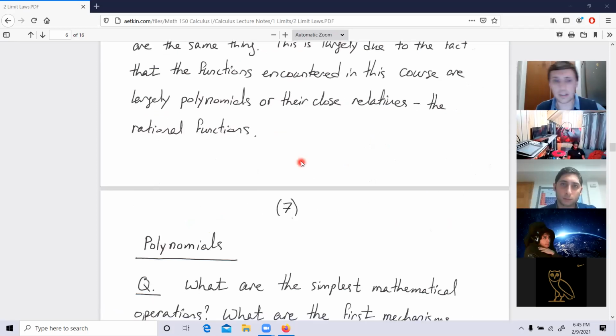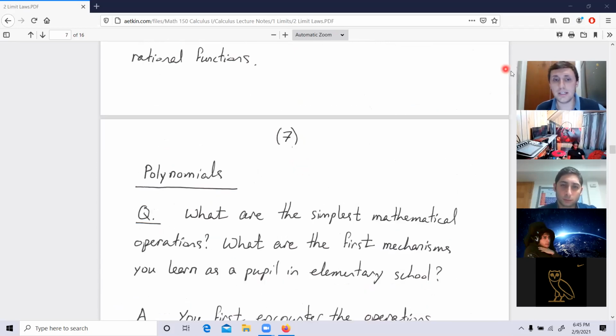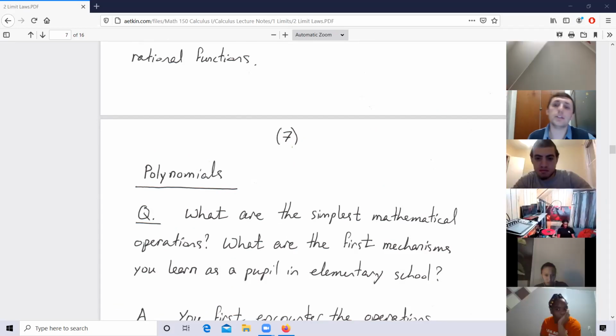We're not zealots, right? We want to understand everything that we can. So first is this question: what are the simplest mathematical operations? What's the first thing that you ever learned in school, if you can remember, when you began learning mathematics? Addition. Exactly, addition.